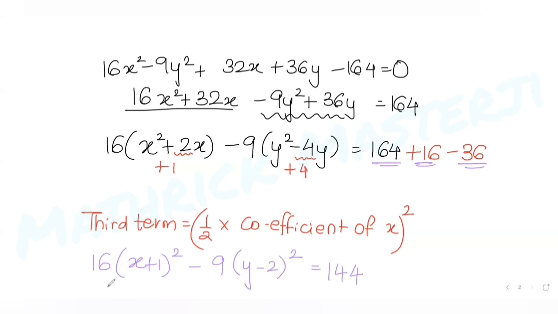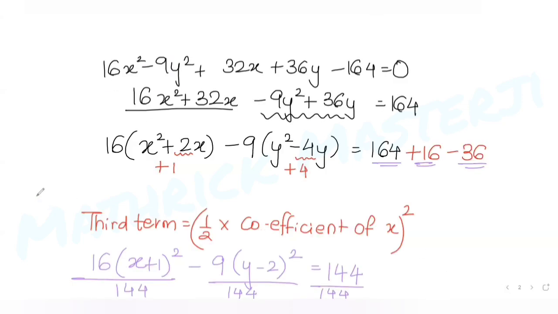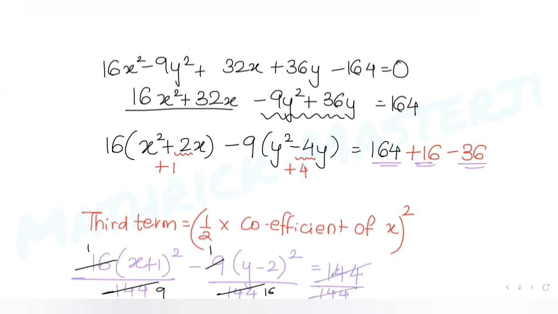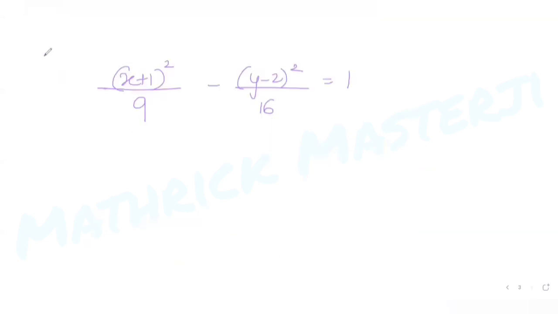Now, if I divide throughout by 144 to convert it into the general equation of a hyperbola, it gives me (x plus 1) the whole squared divided by 9, because I can just cancel out 16 one time and 9 one time. So I get (x plus 1) the whole squared divided by 9 minus (y minus 2) the whole squared divided by 16, which is equal to 144 divided by 144, which is nothing but 1. So I get this entire expression in the form of the general equation of a hyperbola.